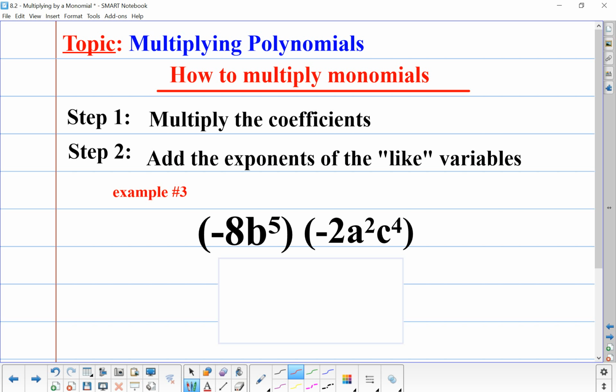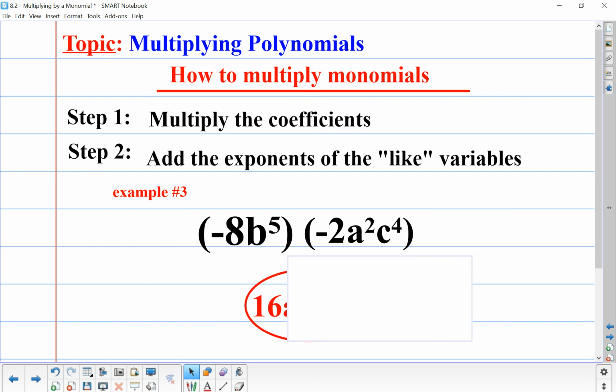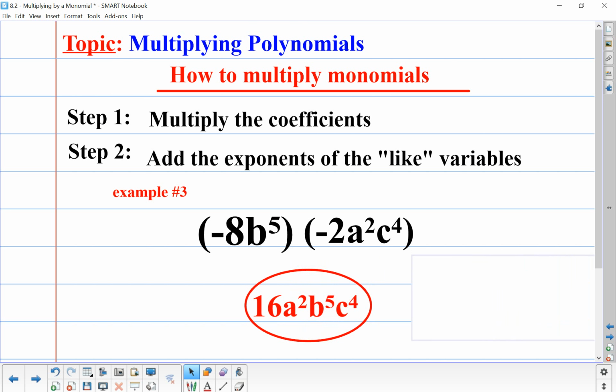So here's what I want you to do when you have multiple variables. I want you to put them in alphabetical order. So negative 8 times negative 2 is going to be positive 16. And then a to the second is going to be first, b to the fifth is going to be second, and then c to the fourth is going to be last. So this is the preferred answer with the variables in alphabetical order.